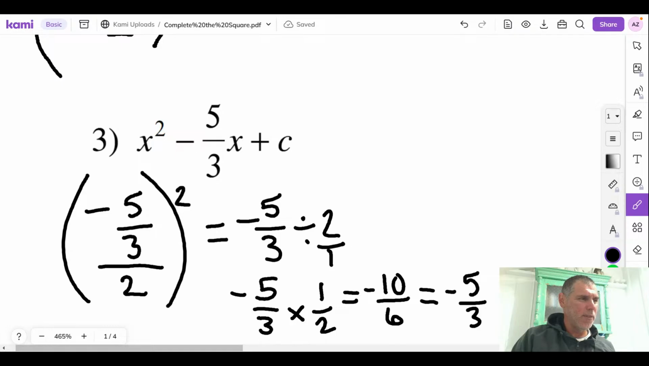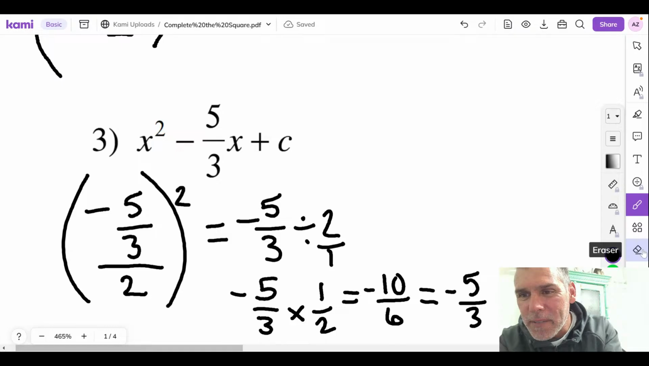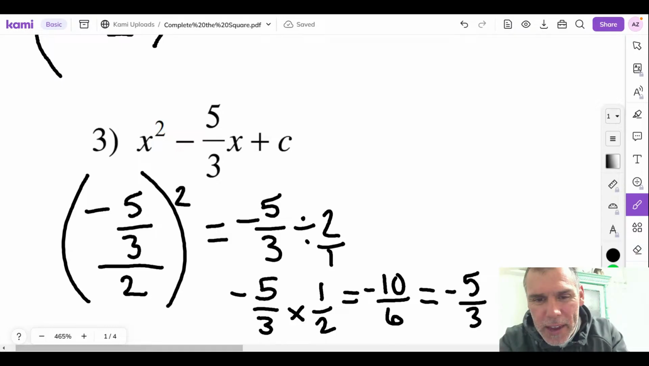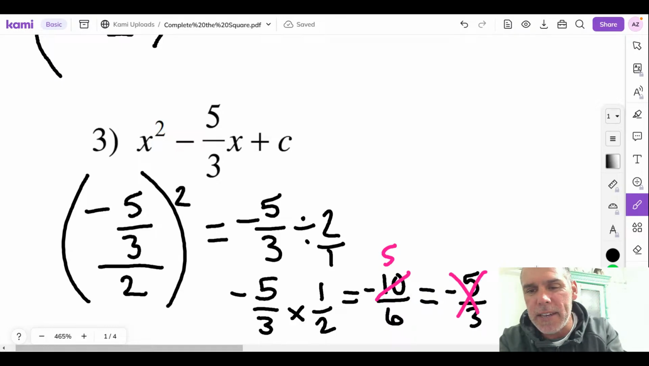Okay, this is where my brain has totally turned off. 5 thirds divided by 2 is 5 thirds times 1 half, which is, oh, hello, of course, right here. What am I doing? I'm gonna write it right here. 5 times 1 is not 10. 5 times 1 is 5. So it's 5 sixths. It's negative 5 sixths. Now, because we square it right here, we still have to square this.